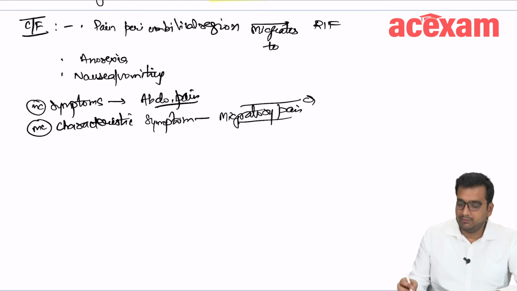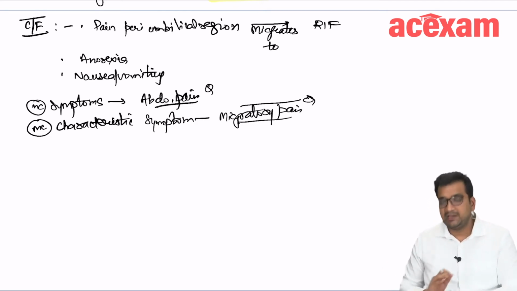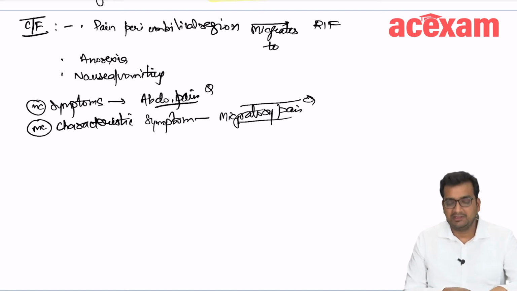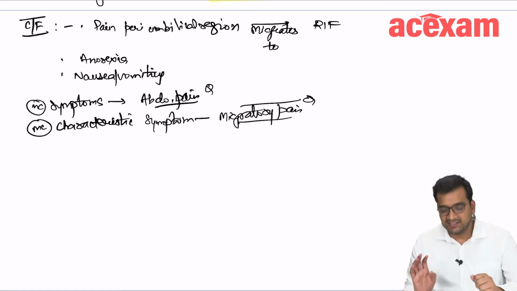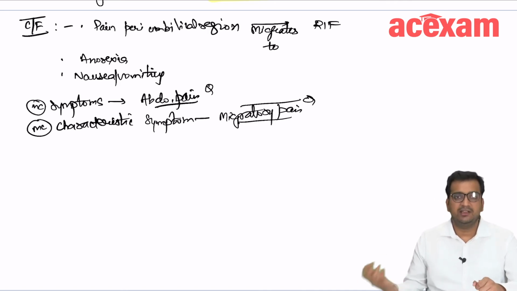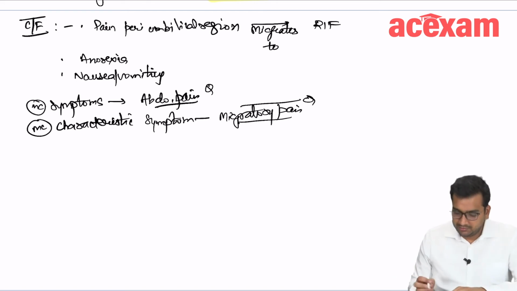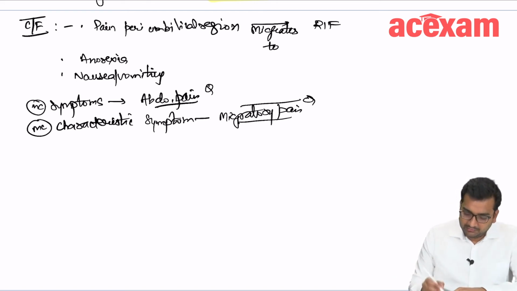Okay. Now, what are all the signs which we will be able to palpate or elicit on a patient with acute appendicitis? There will be tenderness in the right iliac fossa. There may be rebound tenderness, and there may be presence of fever or elevated temperature. Okay. So, these are symptoms.